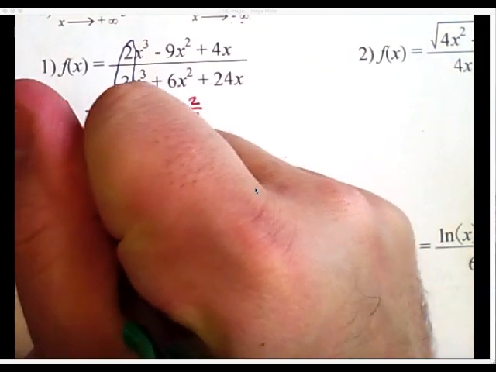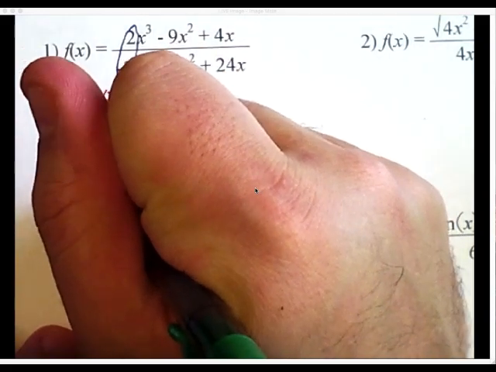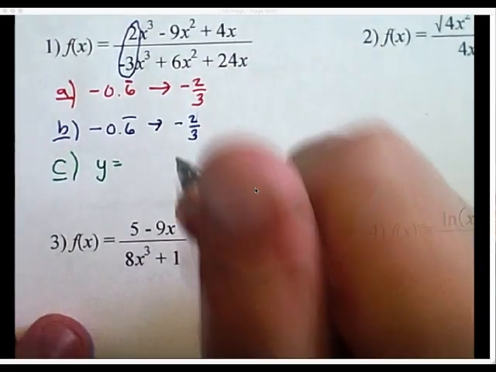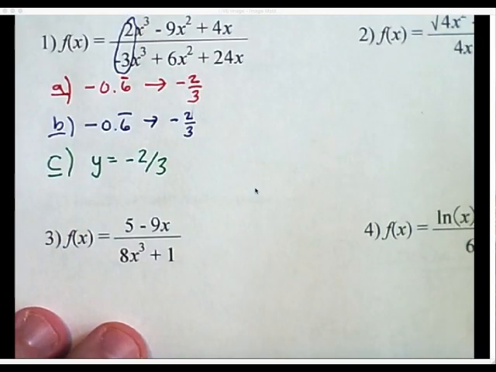Okay, the equation of the horizontal line that the graph approaches, since it's a horizontal line, it's y equals, and we said it was negative 2/3. That's the line that gets approached.